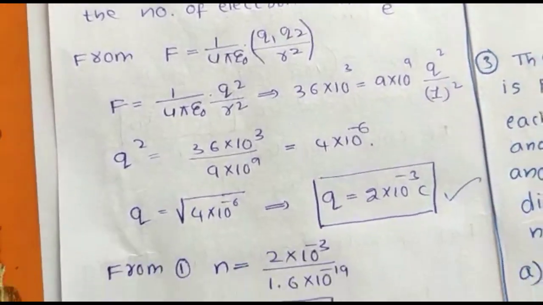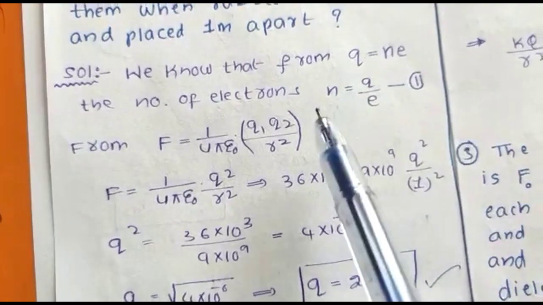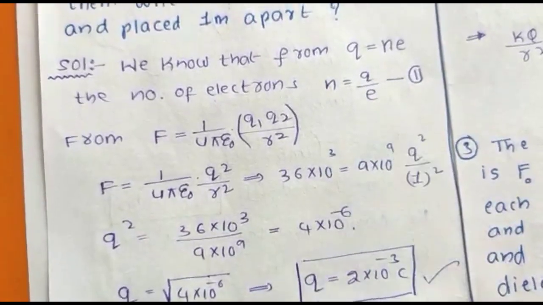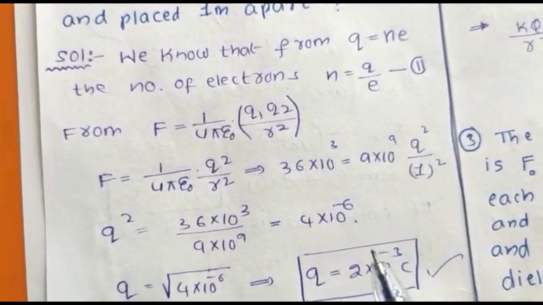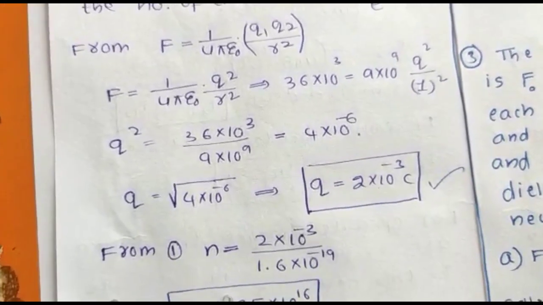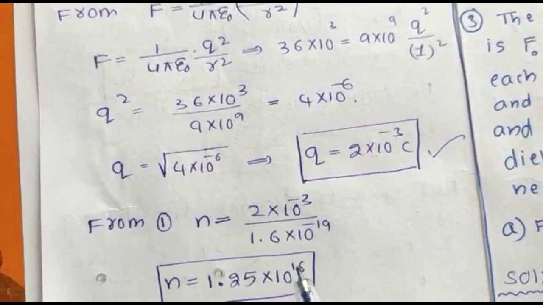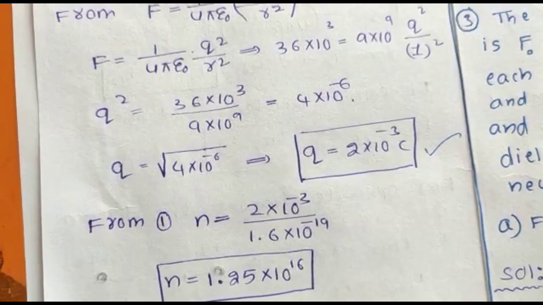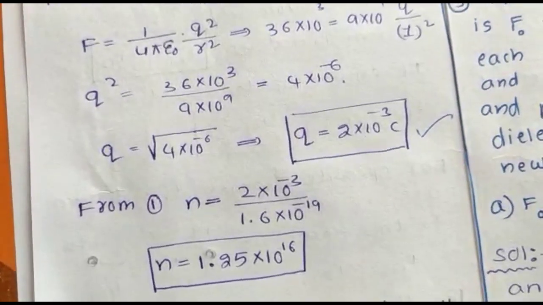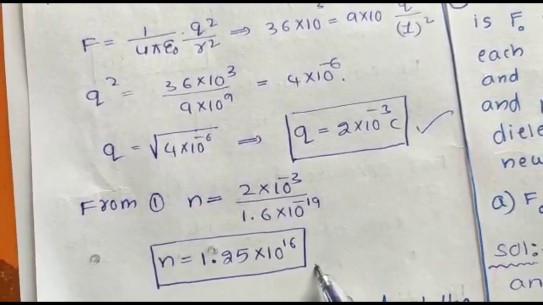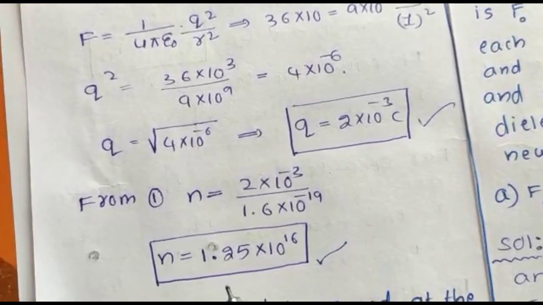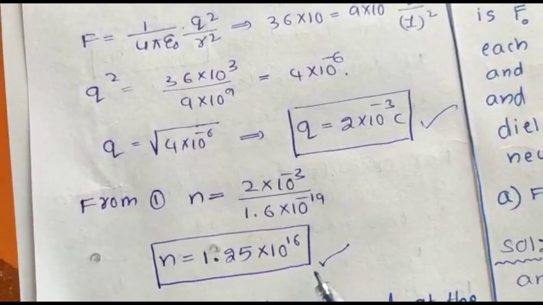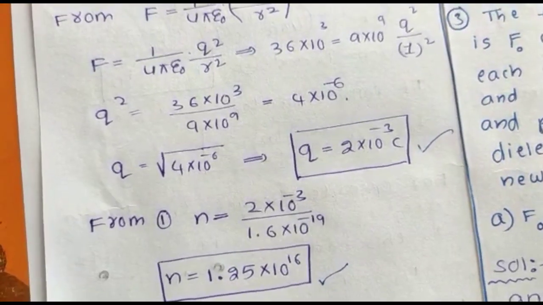Therefore, from the formula in equation number 1, the number of electrons n is equal to Q by e. Substitute the value of Q and you will get n is equal to 2 into 10 power minus 3 by 1.6 into 10 power minus 19. Therefore the number of electrons gained or lost by any one of the two charges is equal to 1.25 into 10 power 16 electrons.